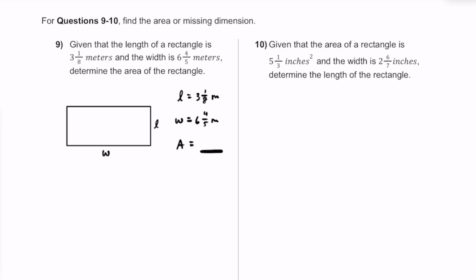So what is the formula to find the area of a rectangle? Well, to find the area of a rectangle, we just go ahead and multiply the length by the width, right? That's that formula. So let's go ahead and say here that in this case, the area is going to be equal to the length, which is going to be 3 and 1/8 meters, multiplied by the width, which is going to be 6 and 4/5 meters. So if we can multiply mixed numbers, then we can find the area of this rectangle.